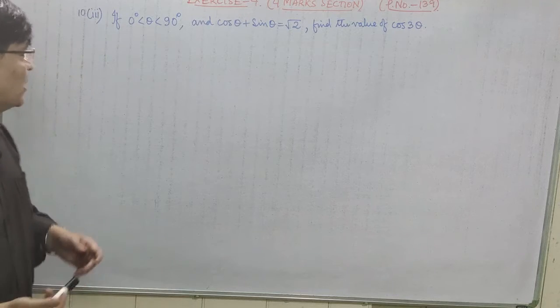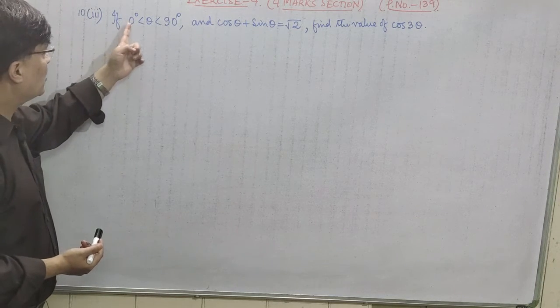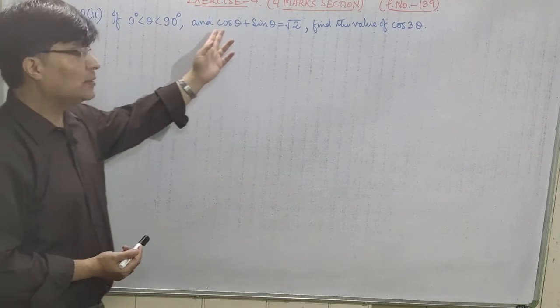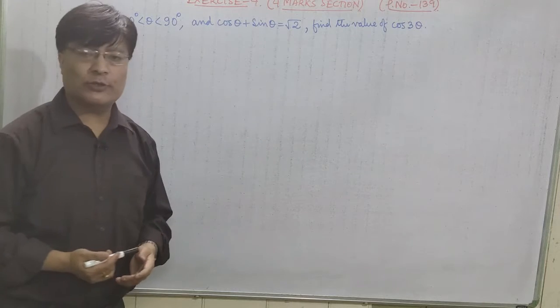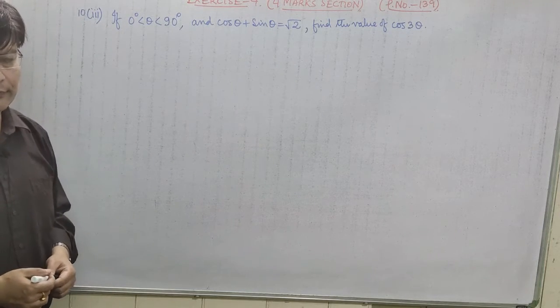So now we'll do the next question, that is 10 number 3. If 0 degree < theta < 90 degree and cos theta plus sin theta is root over 2, you have to find out the value of cos 3 theta.